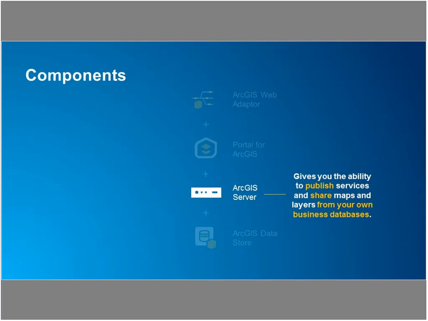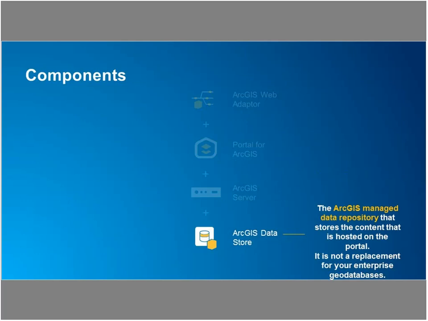Next, we have ArcGIS Server. This software component can be thought of as the engine that powers the web services themselves, which the web GIS pattern and therefore all of ArcGIS Enterprise relies upon. And last but not least, we have the ArcGIS Data Store. This component is an Esri-managed data repository which stores any hosted spatial content that has been shared to the portal. Note that the ArcGIS Data Store is not a replacement for your existing enterprise geodatabases.